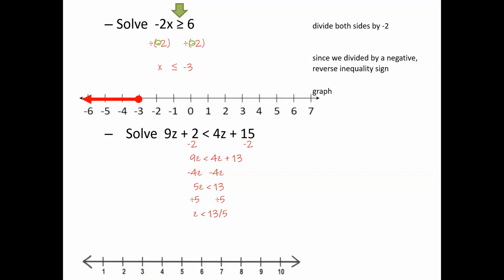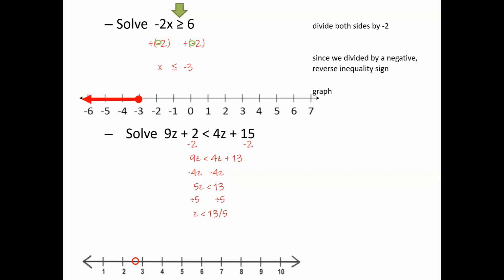Well, 13/5 is roughly 2 3/5. It's not roughly. It is 2 3/5 because 5 goes into 13 2 times with 3 left over. So, is it an open circle or a closed circle? It's an open circle. And we're going to put it right about there, about 3/5 of the way. It's a little bit past half.